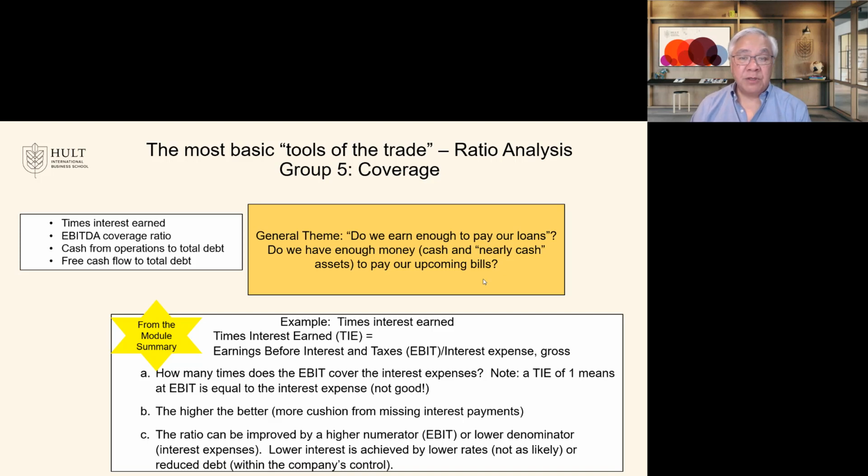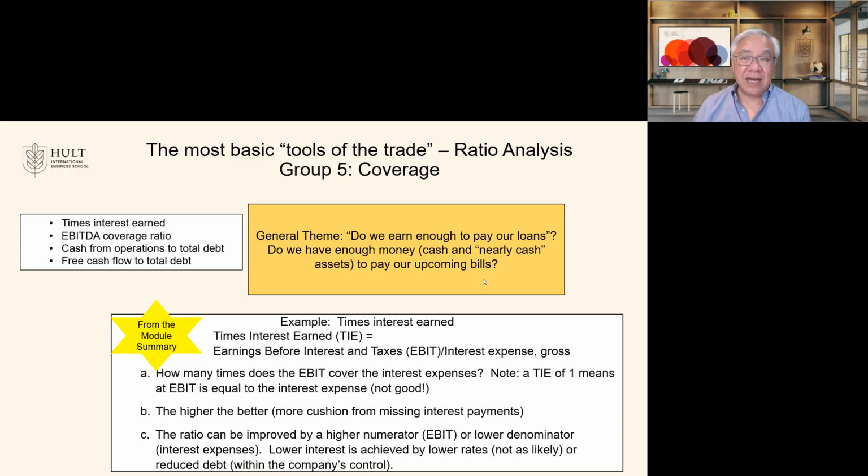The example we'll use here is times interest earned, and the formula is earnings before interest and taxes divided by interest expense gross. In other words, not net interest expense, but only the expense we paid to our lenders. The question answered is, how many times does our earnings cover interest expense?